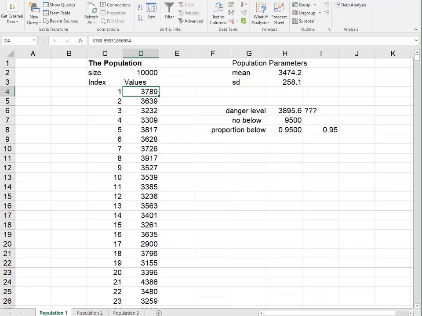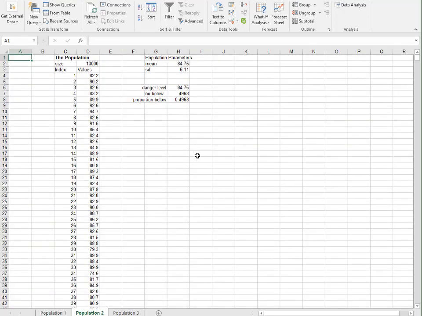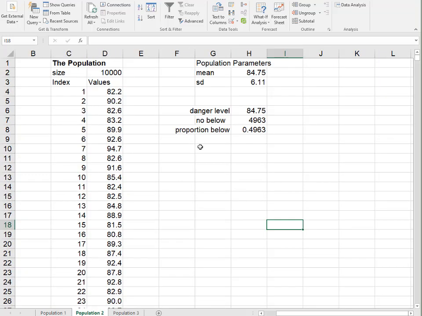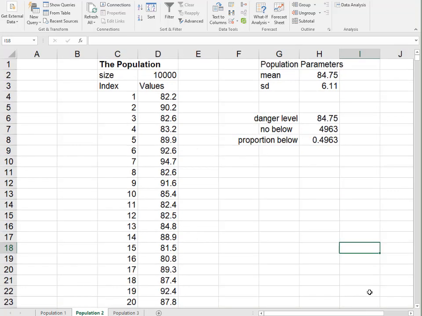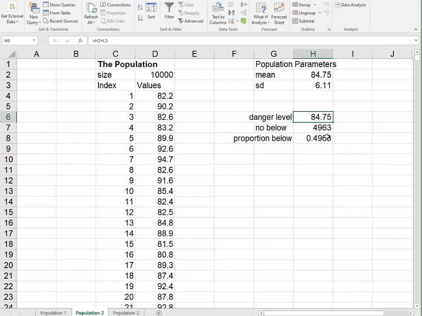So that's population 1. Now population 2, we have a very similar thing, so we need to zoom a bit. Here, I want to set the danger level again, but clearly 3895 will be way too high because these numbers are all much lower. So you can't put the same thing again. The mean here is 84, so you need to think of something a bit lower. Again, pause the video, see if you can find what this should be. This should be 0.95. So pause the video and see if you get the same as me.